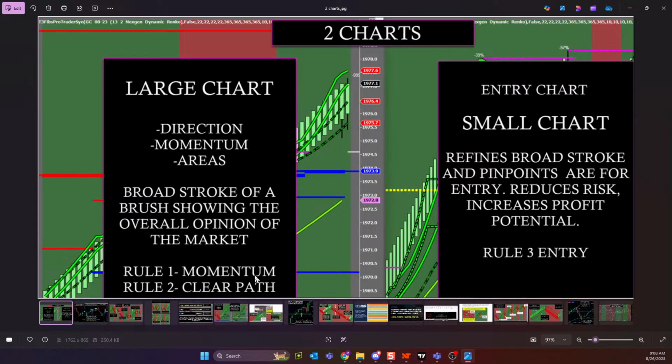When they are met, when you have momentum, when there's nothing in the way, you'll go to a smaller chart, a faster chart. This is going to refine that big broad stroke of a brush. This is where you will pinpoint your best-to-the-best entry. This is going to allow you to reduce risk. This is going to make it so that you can increase your profit potential.